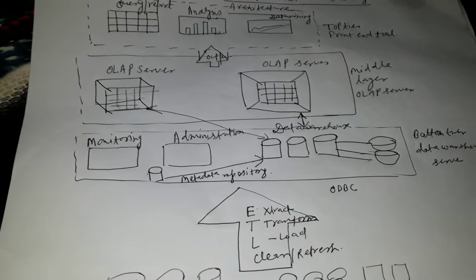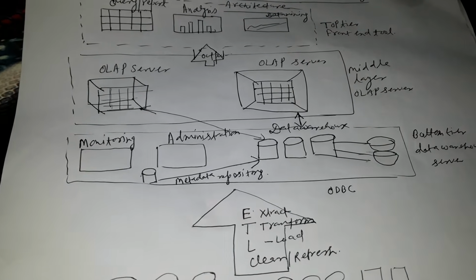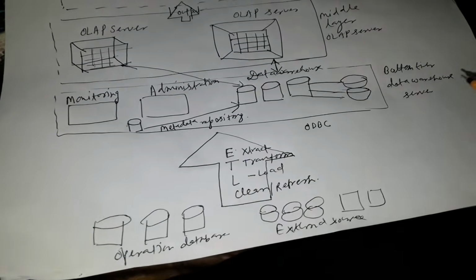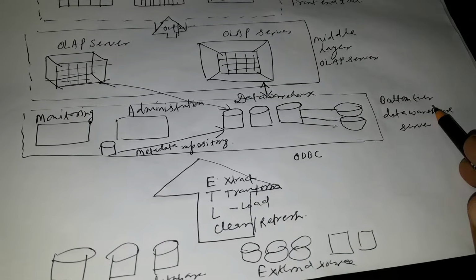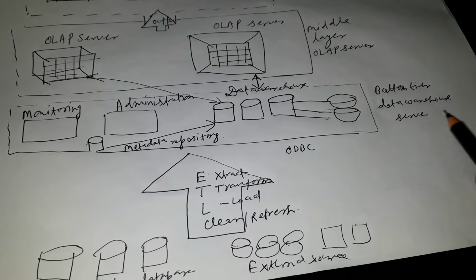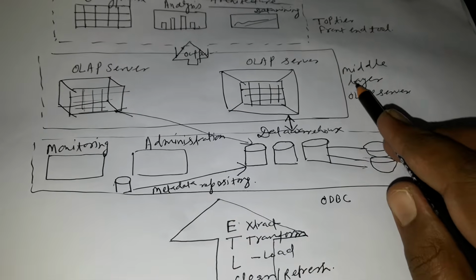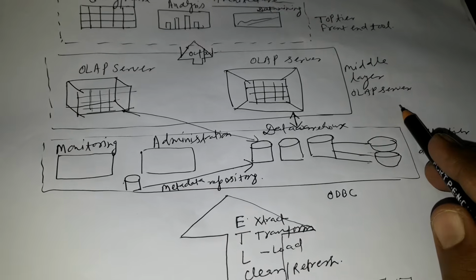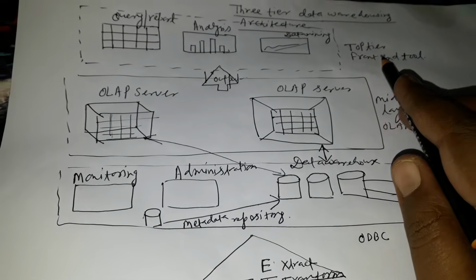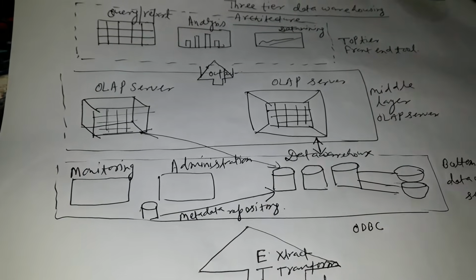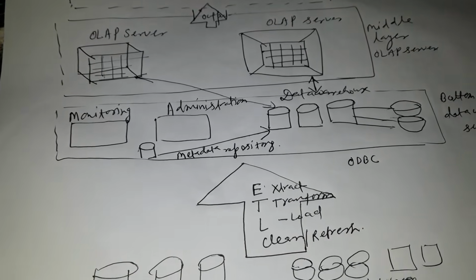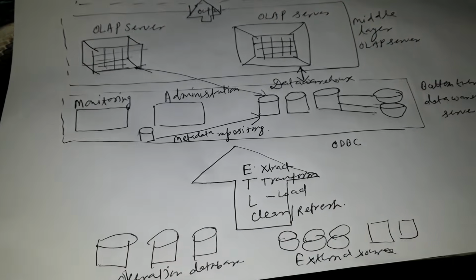Actually, a data warehouse has three tiers. From the name we know that there are three tiers. One tier is known as the bottom tier, where the data warehouse servers are. The second one is the middle tier, where the OLAP servers are, and the top is the top tier, where the front end tools are. Now we have to go from the bottom.